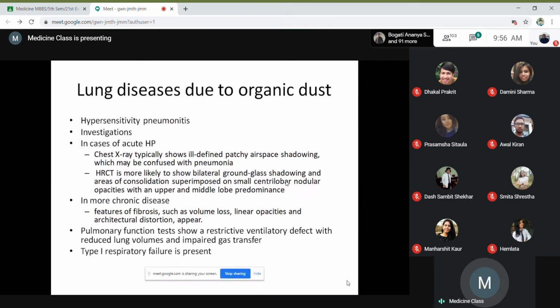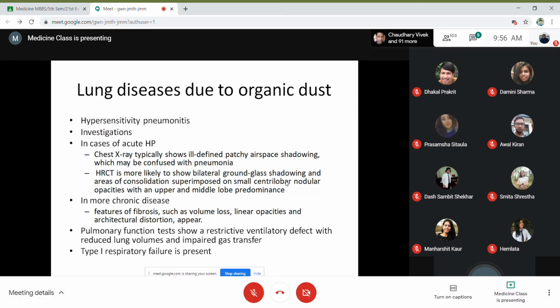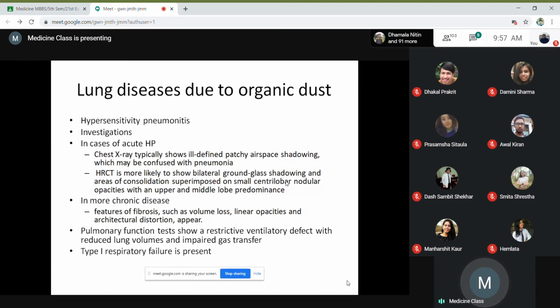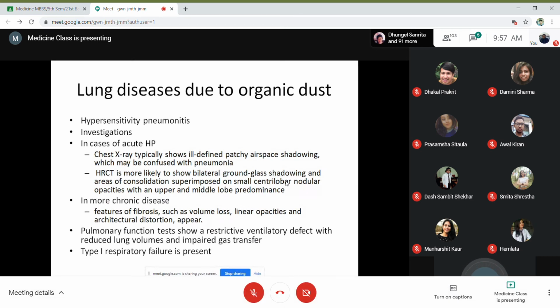Now you ask the patient to go for a high resolution CT scan, or HRCT. It is more likely to show bilateral ground glass shadowing and areas of consolidation superimposed on small centrilobular nodular opacities within the upper and middle lobes. In the more chronic form, as we've already said, there may be features of fibrosis, with linear opacities and architectural distortion.